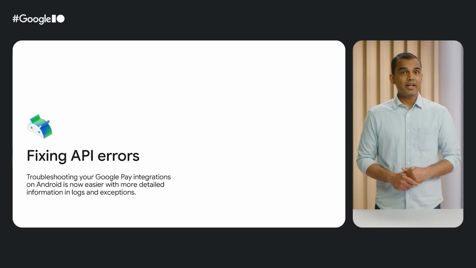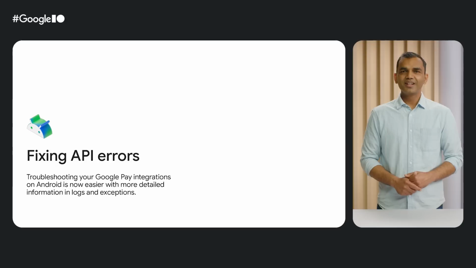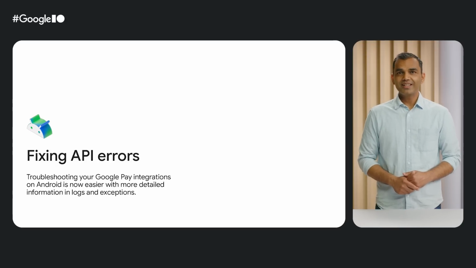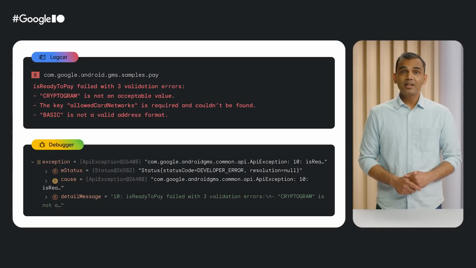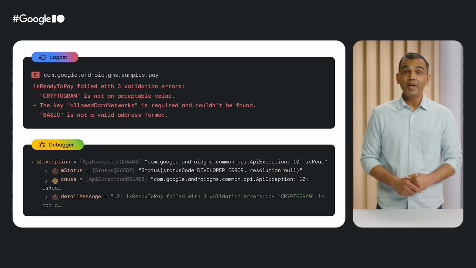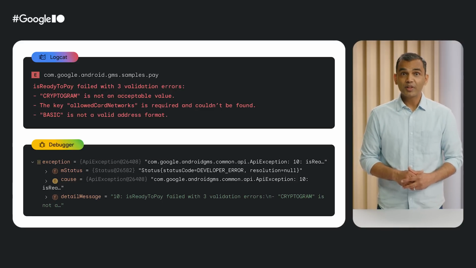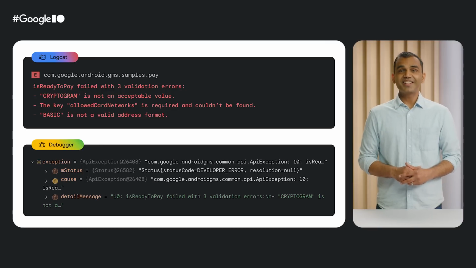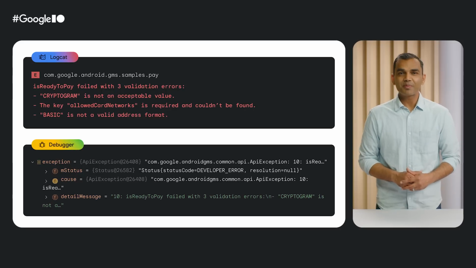We have heard from you that error handling is a critical part of your application and checkout flows. Today, we are introducing improvements to our APIs that make it easier to troubleshoot your Google Pay integrations on Android, giving you timely and detailed information about the build and runtime errors. Now you can fix your integrations at dev time more quickly with fine-grained error logs and react to unexpected scenarios at runtime with detailed exceptions and error codes.